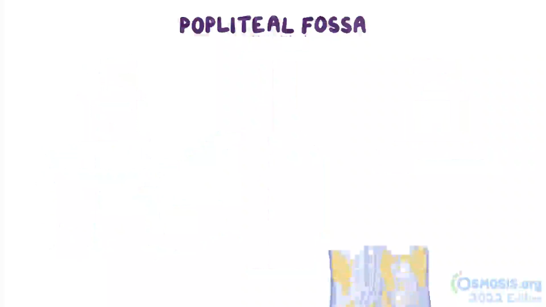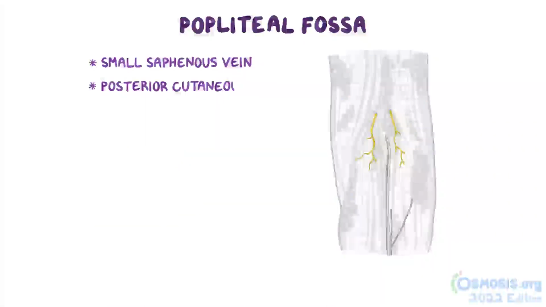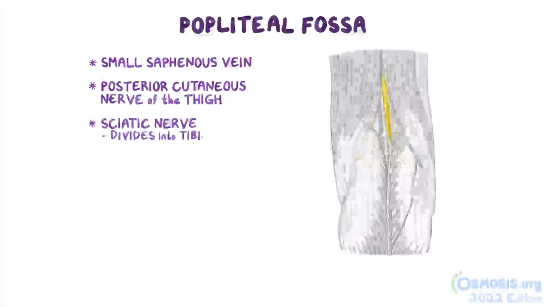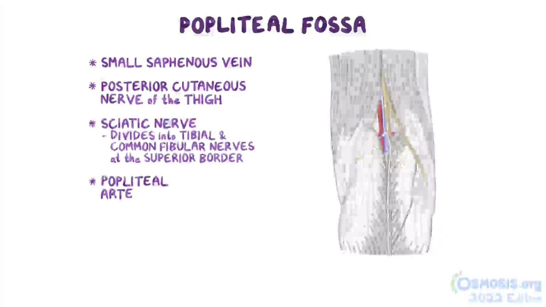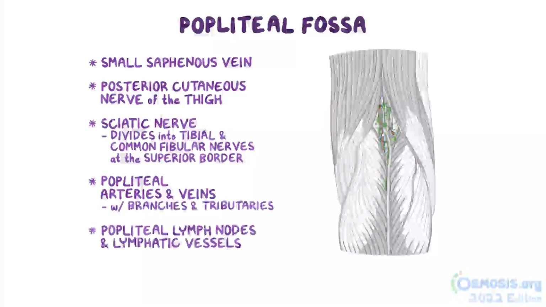The popliteal fossa contains the small saphenous vein, the posterior cutaneous nerve of the thigh, the sciatic nerve, which divides into the tibial and common fibular nerves at the superior border, the popliteal arteries and veins along with their branches and tributaries, and the popliteal lymph nodes and lymphatic vessels.